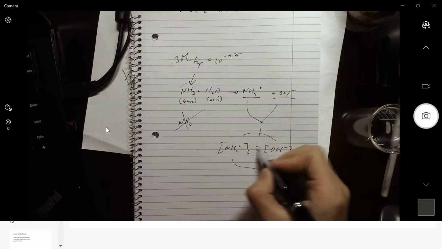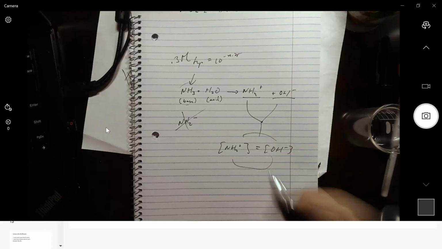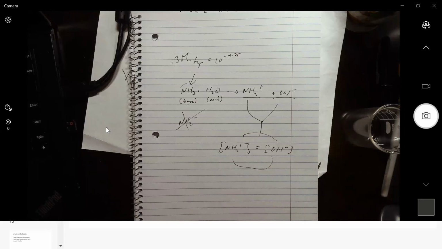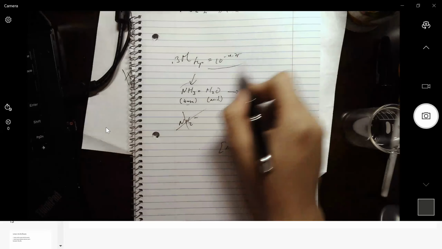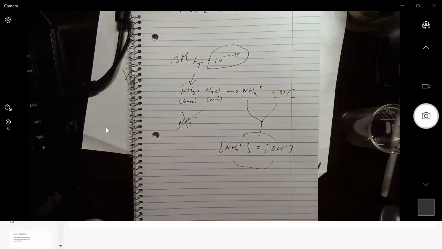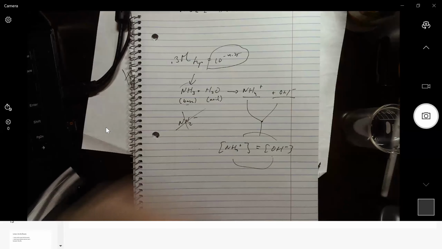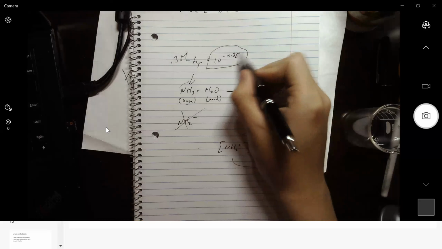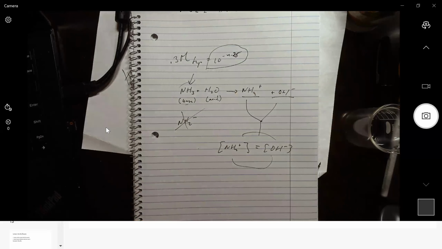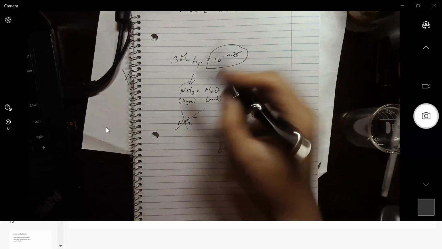Great. This concentration is equal to this concentration. Additionally, do you agree? You can see that this is a rather small number, right? I think that's a 2. Yeah, that's a small number, right? So we can assume that this doesn't change.